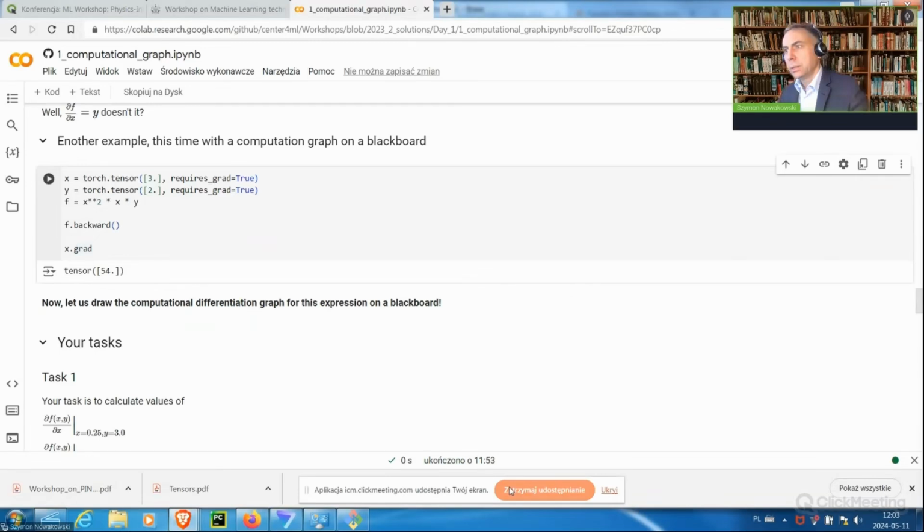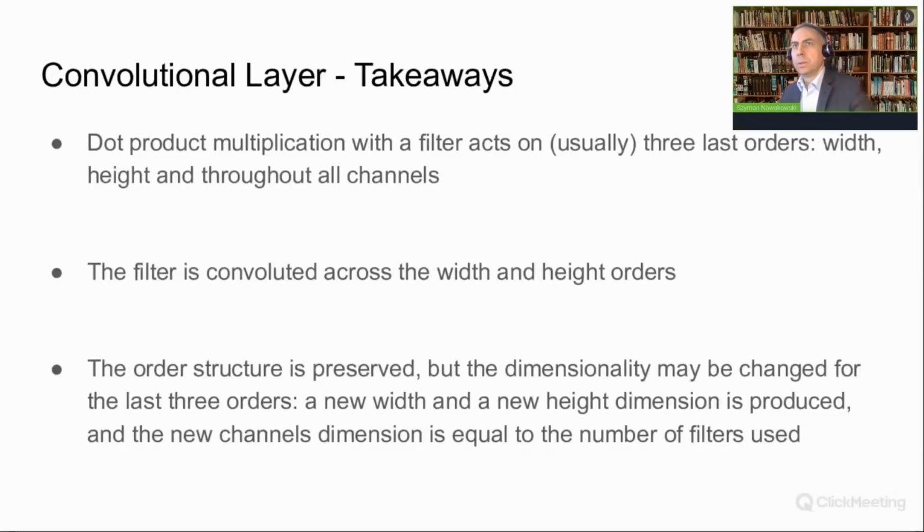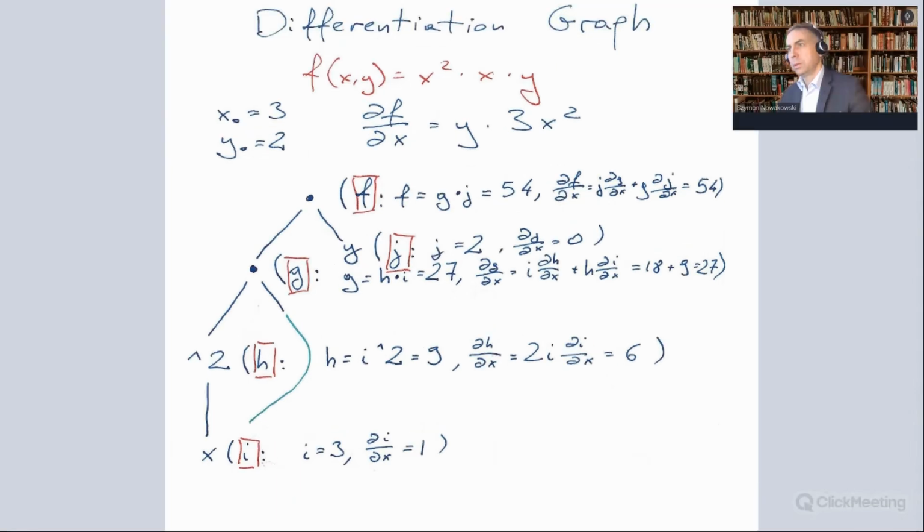And now let's try to go. I will stop sharing, and I will try to get to the presentation. I need to close this. So we have this function.